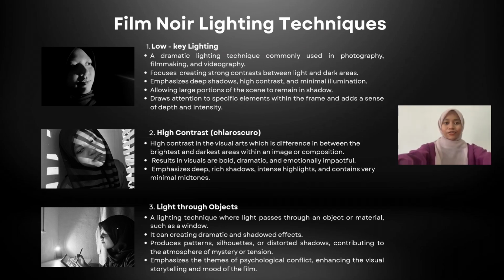Secondly is high contrast. High contrast in a visual context refers to the stark difference between light and dark elements within a composition. It creates an image that is bold and dramatic, featuring deep shadows, strong highlights, and very few midtones. Thirdly is light through object.